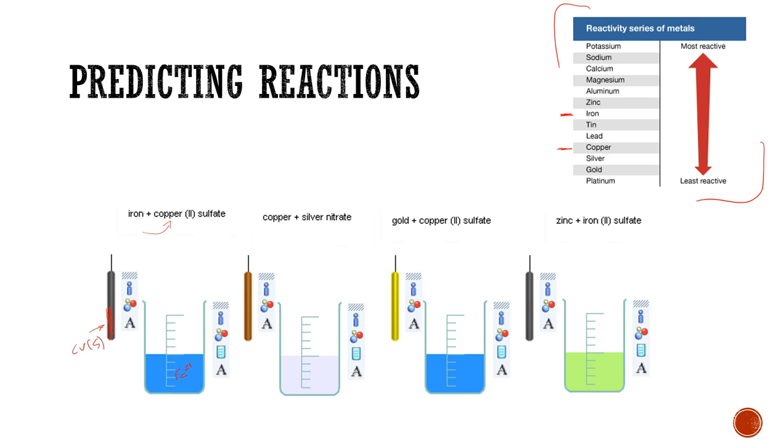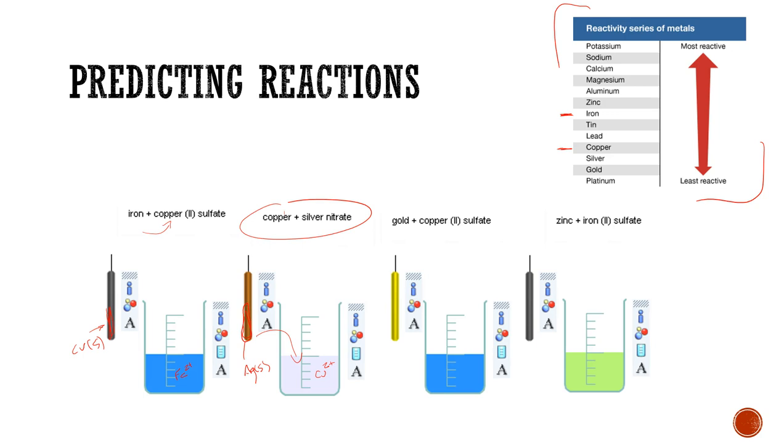on the iron rod. Okay, now if we look at this example here, copper plus silver nitrate, we're now looking at copper and silver. This is the one that we've done. We can see that silver is less reactive, so the copper will go into solution forming Cu2+, so the solution will become blue over time, and we should see silver forming on the copper solid.